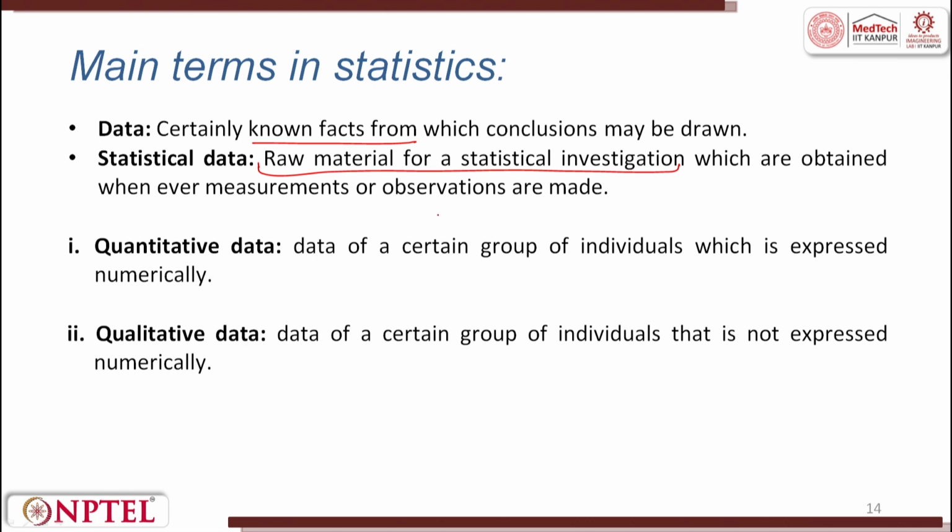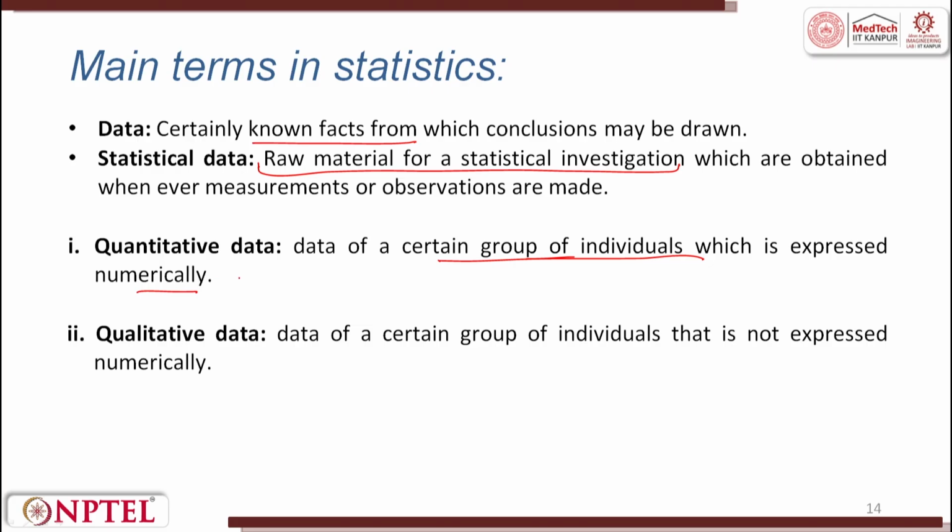Data could be quantitative, data could be qualitative. Quantitative data refers to a certain group of individuals which is expressed numerically. Numerical data: height of the sample, weight of the sample, the hardness number, anything that you calculate using the formula, that is variable. So, that is quantitative data. We will put here, it is height, weight, or I would say load. These are all quantitative data pointers.